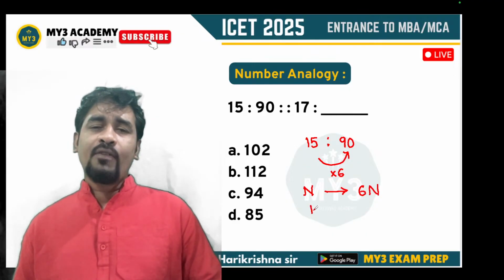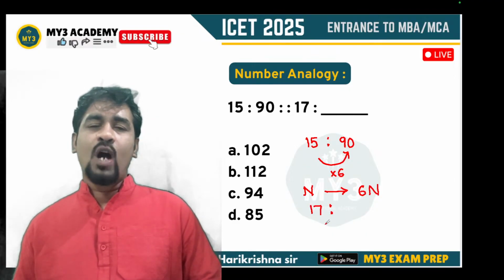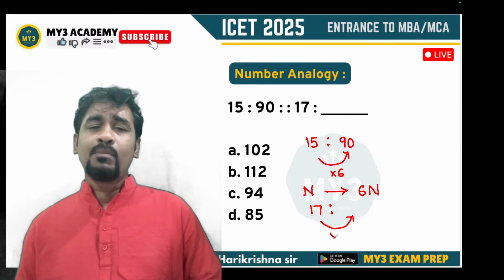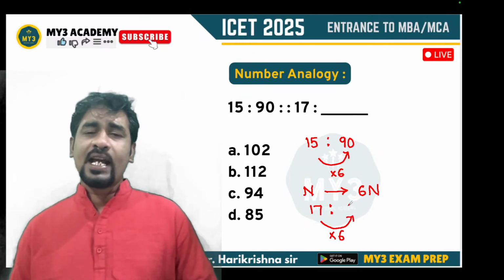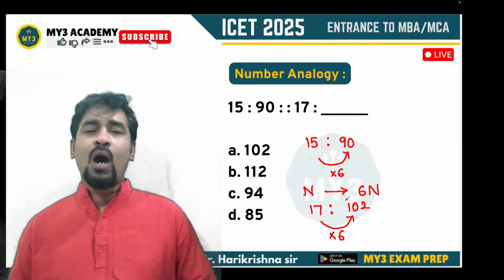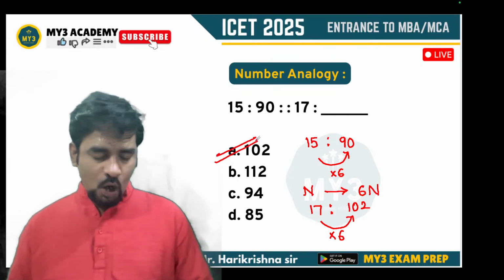In a similar way, 17 will become what? 17 will become 17 into 6. 17 into 6 gives a result of 102. So the answer for the question must be option A.